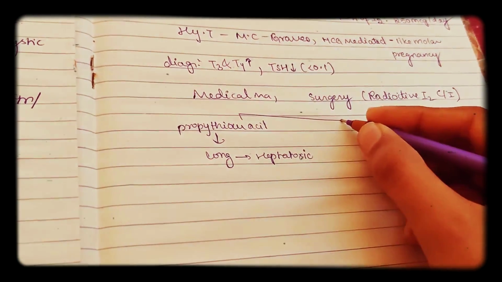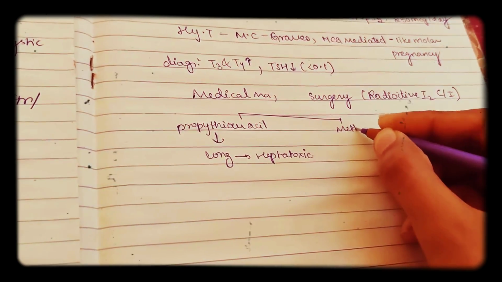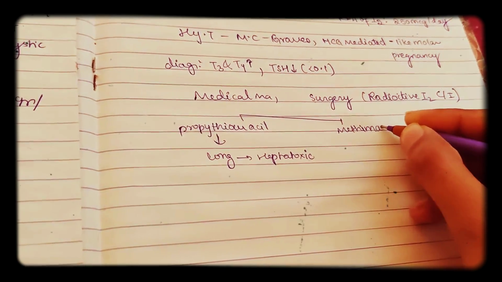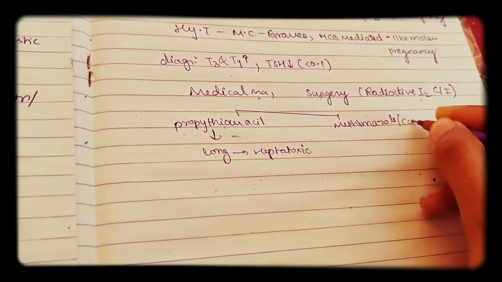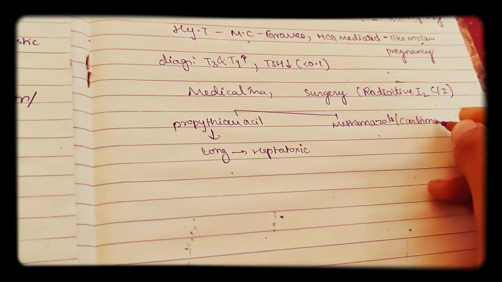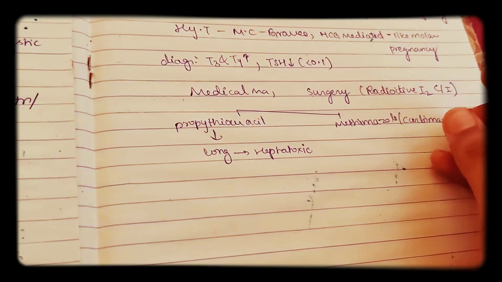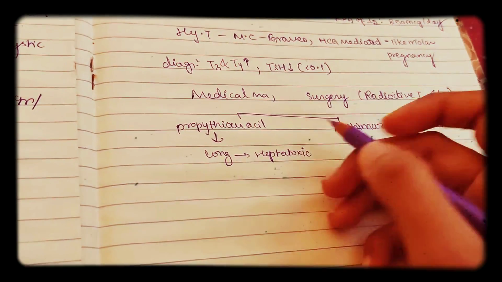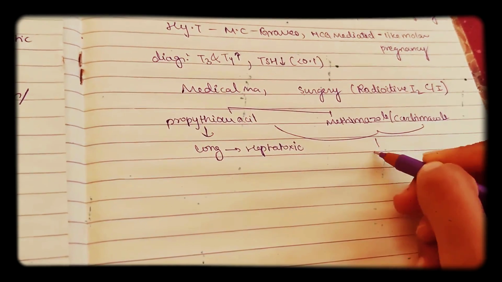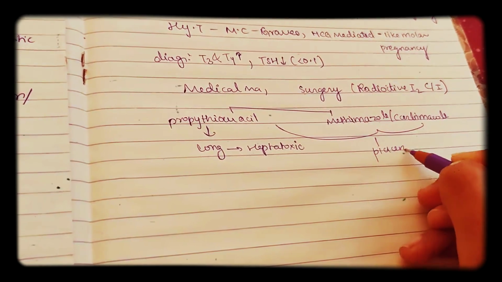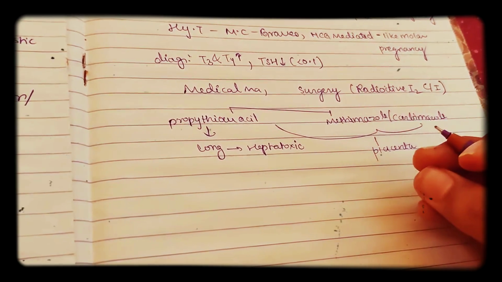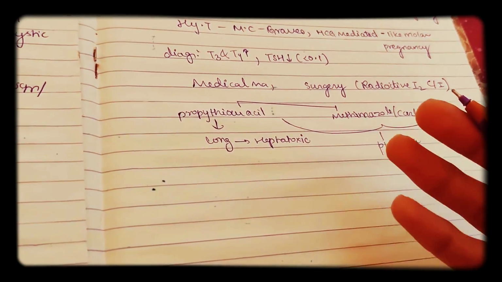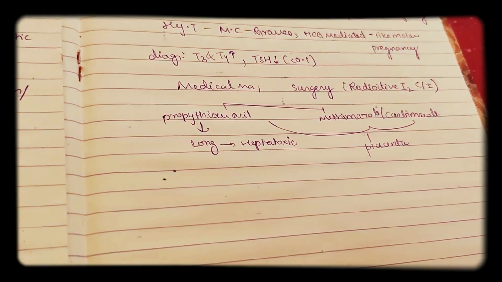And the other drugs are Methimazole and Carbimazole. These are the drugs which we use, Methimazole and Carbimazole, and these two drugs and also propylthiouracil, these three drugs can easily cross the placenta. So the drug which the mother takes can also enter into the fetus, right? So this may cross the placenta.